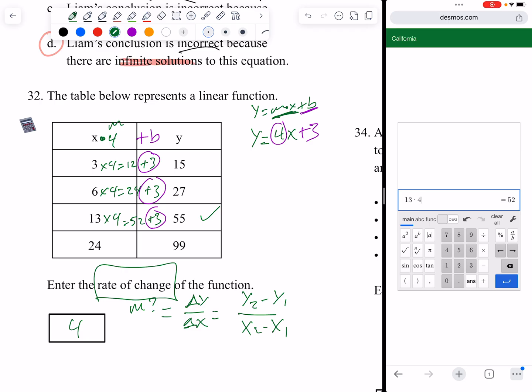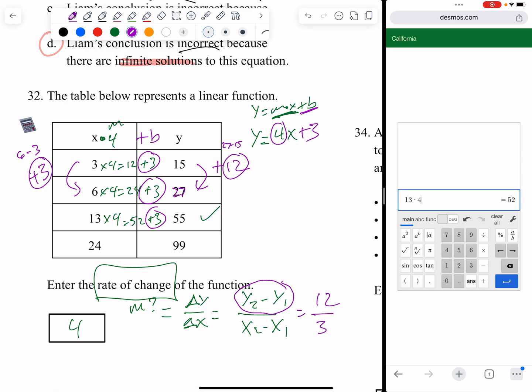Well, what can I do here? How did I get from here to here? I added 3. How did I get from here to here? I added 12. What did I do with my y's? I subtracted. What's 27 minus 15? 12. What is 6 minus 3? 3. What's 12 divided by 3? 4. So again, find the difference. That's what delta means. The change in y and the change in x. And then divide them. And then you're done.